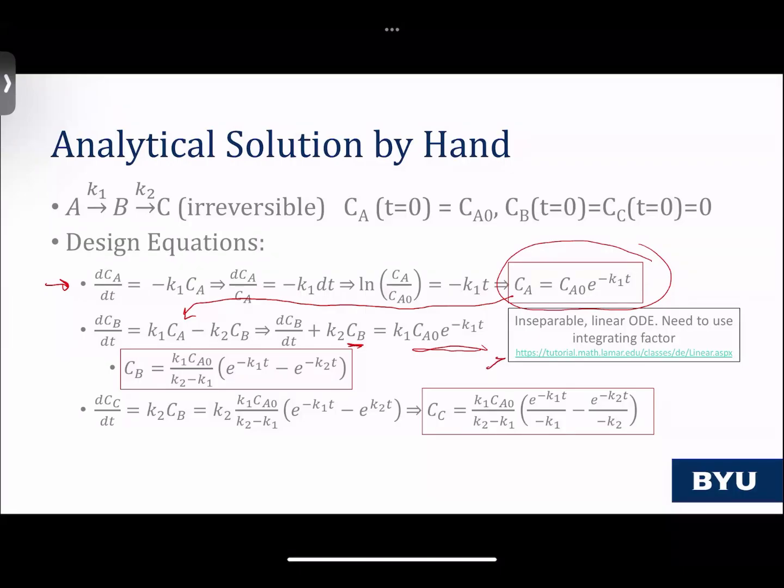If you need a reminder on how to do that, this is a good tutorial here. We also did it on homework number 1, so you can look at the homework number 1 key. There's also some help on Learning Suite under content. If I do the integrating factor and solve, I get this expression for CB. Then for dCC/dt, I substitute this expression for CB into here, and I integrate with respect to time, and I get this expression for CC.